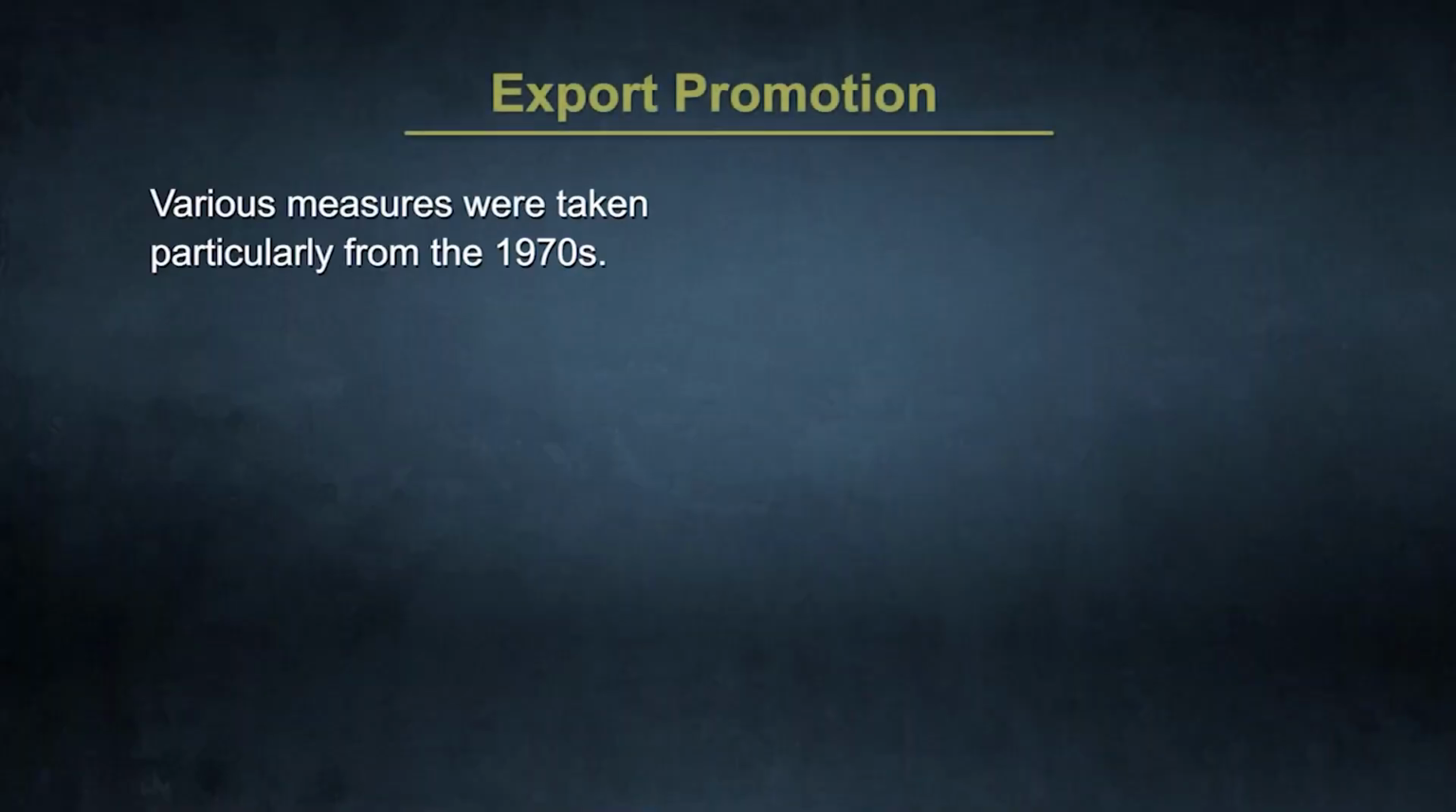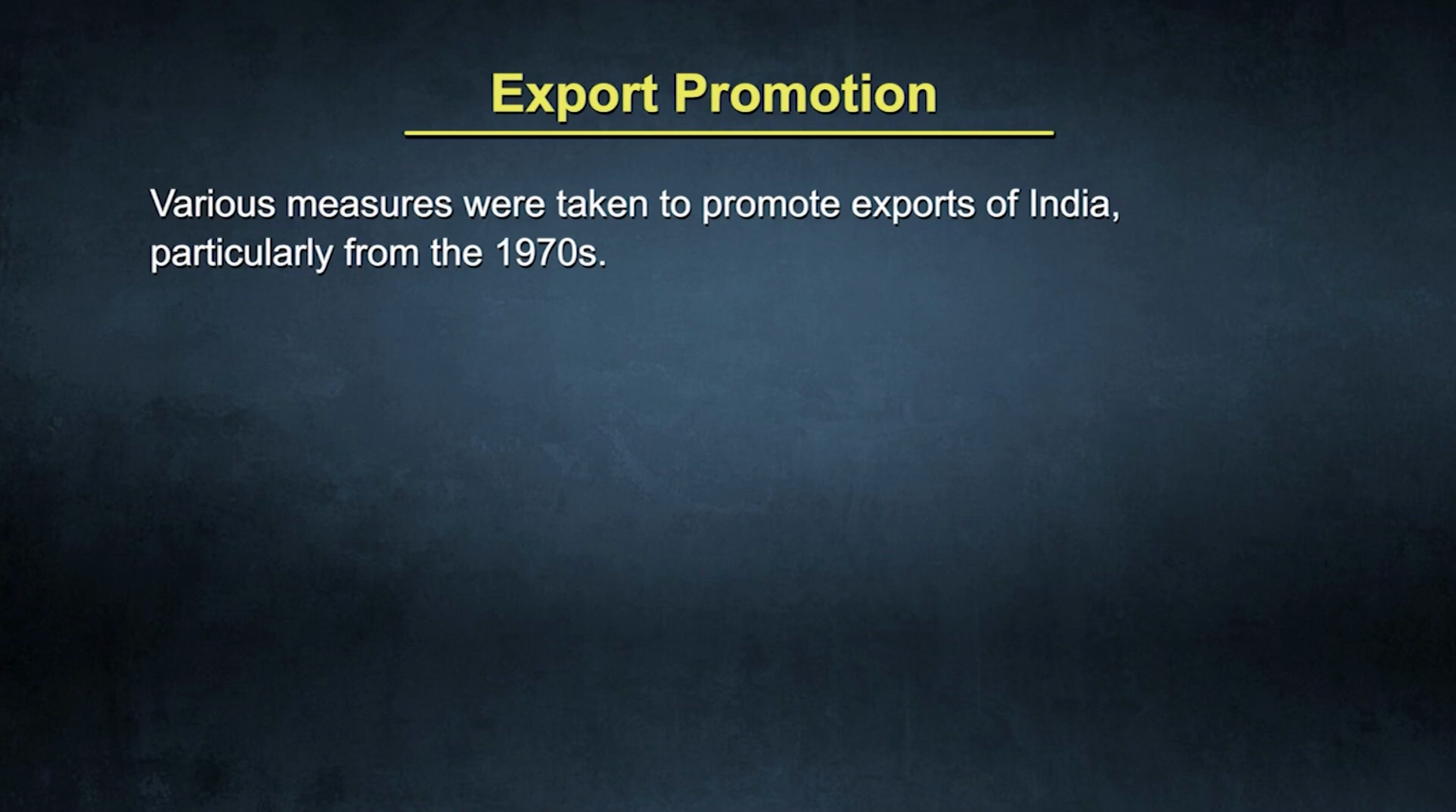Now coming to export promotion. The immediate motive was to increase the export earnings as the import substituting policy severely failed to protect the country from the problem of scarcity of foreign exchange. But in this case also, another motive was to create a competitive industrial structure within the economy. Various instruments or measures were taken in India to promote its exports, particularly from the 1970s.